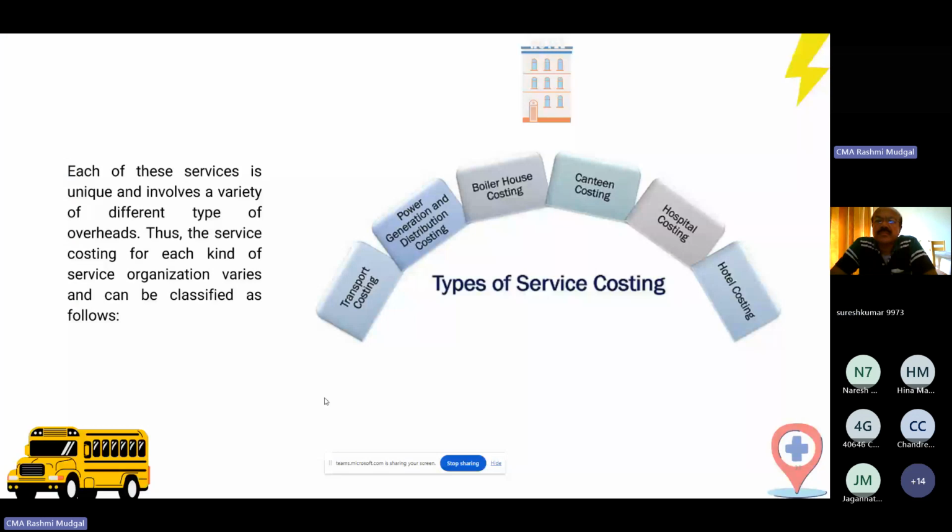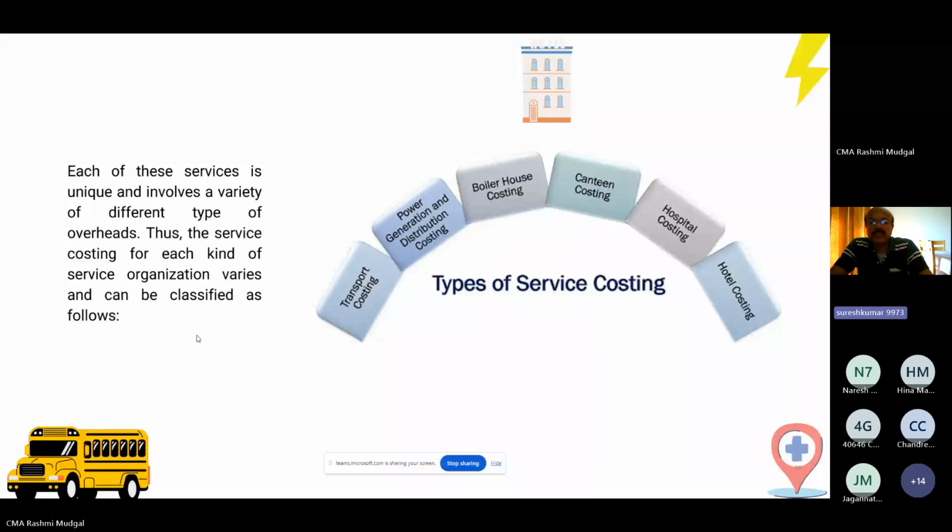Each of these services is uniquely involved in a variety of different types of overheads. They do have different types of expenses. When it comes to transportation costing, they have petroleum, servicing of the vehicle, depreciation of the vehicle, and maintenance of the vehicle. There could be a possibility they keep an extra vehicle for emergency. Don't take the raw material as the same as the transportation.